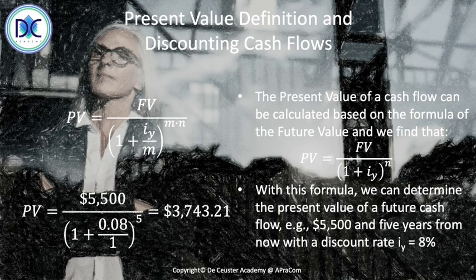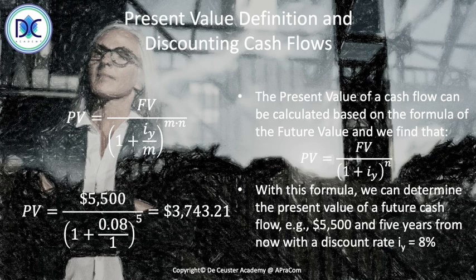So we find that the present value in this case is $3,743 and some cents. So you see that what we will get in 5 years, the $5,500 today has a lower value. So this new value, the present value, is what we call the discounted cash flow.